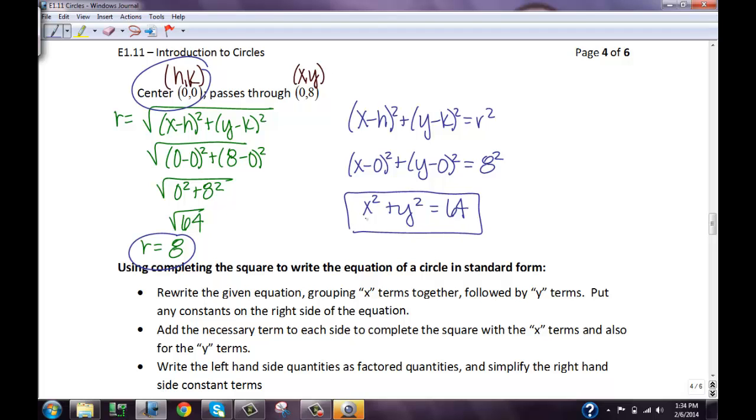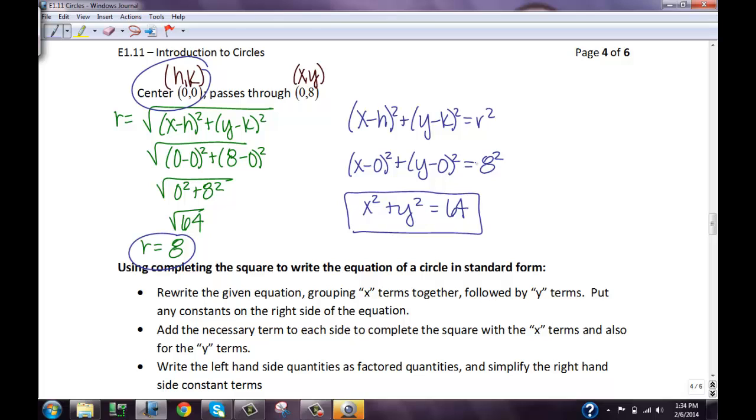So here's another one that I was talking about. If you end up with only an x squared and a y squared, that means that your center values for your ordered pair are zeros. That's the only time you don't see quantities being squared, because it's the same as doing x minus 0, y minus 0.